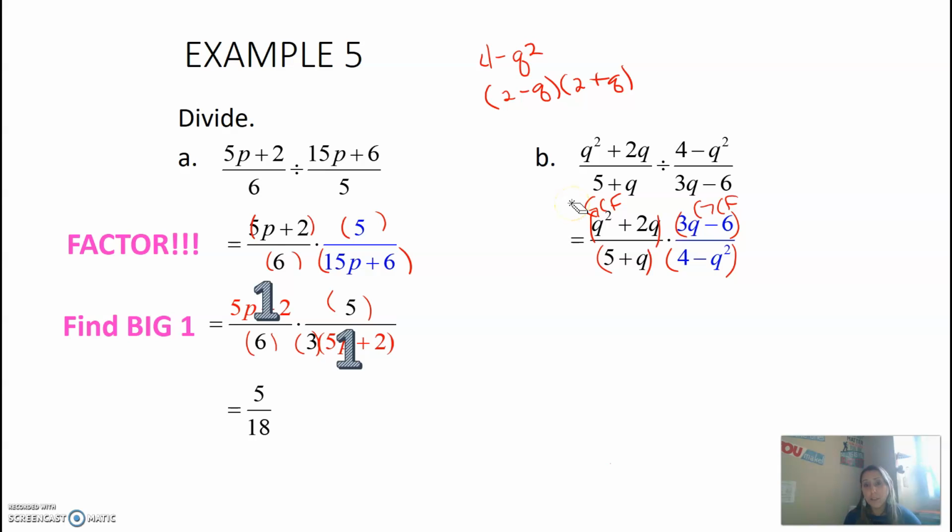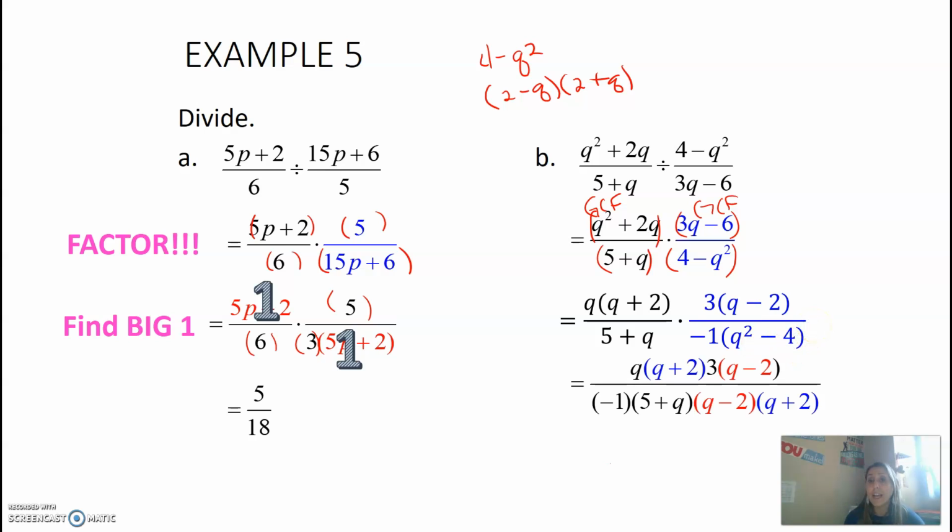Factor out a negative 1. So when I factor out the negative 1, I get negative q, or negative 1 times q squared is negative q squared, and negative 1 times negative 4 is positive 4. So these two things are equivalent, but I know how to factor q squared minus 4 with positive q's. So then I end up with q, and again, I like those.